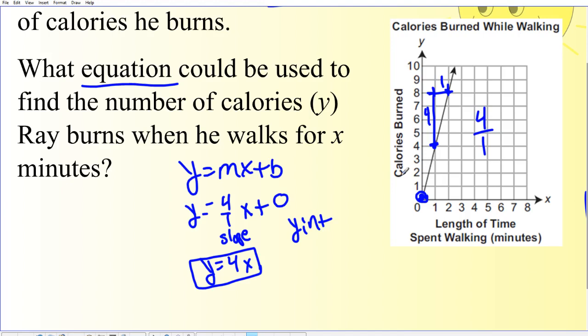And if you're saying this another way, he's burning 4 calories per minute. The Y variable is calories. The X variable is minutes. So every 1 minute he walks, he burns 4 calories. And if he walks for 0 minutes, he burns no calories.